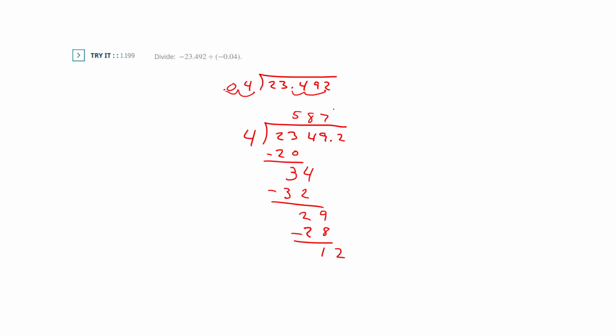4 into 12 goes 3 times. 3 times 4 is 12. There's nothing left over. Okay, let's bring up our decimal. And we got it. 587.3. Okay, again, two negatives, so these are going to drop out. So I'm going to start with this problem. And so I'm going to have a positive answer.